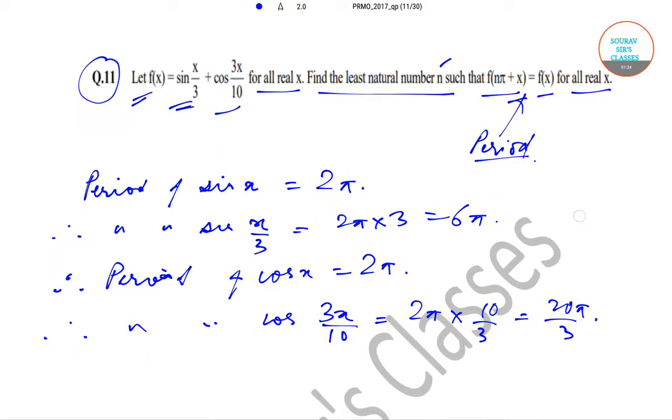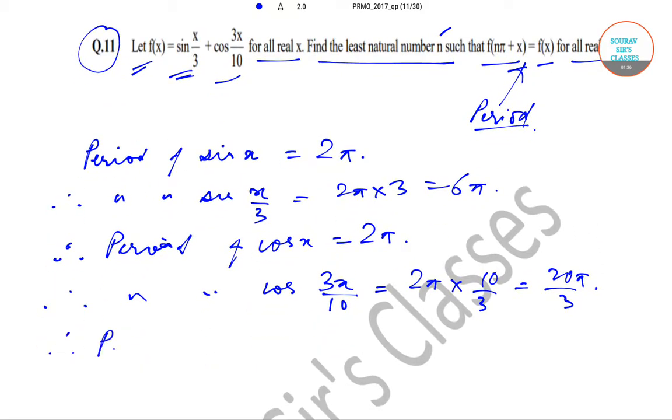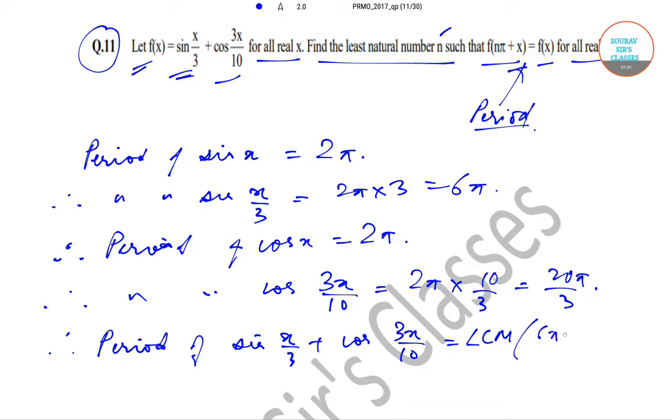So therefore the period of sine of x by 3 plus cos of thrice x by 10 is basically the LCM of the periods of sine x by 3, which is 6 pi, and cos of 3x by 10, which is 20 pi by 3. So as you can see, the LCM will be basically 60 pi.